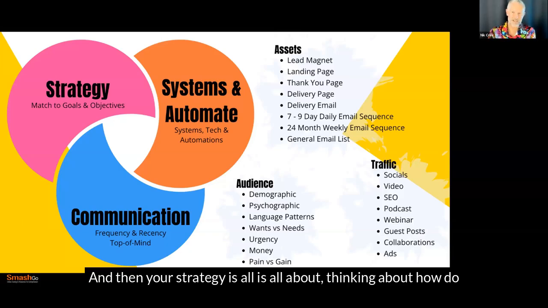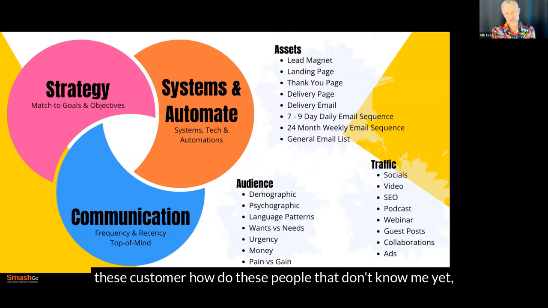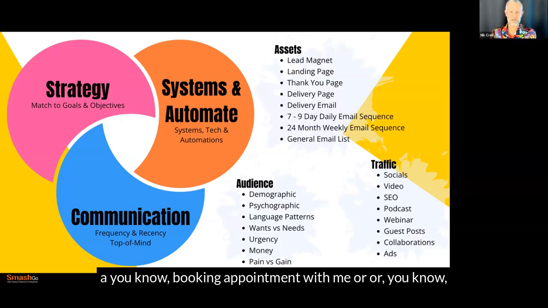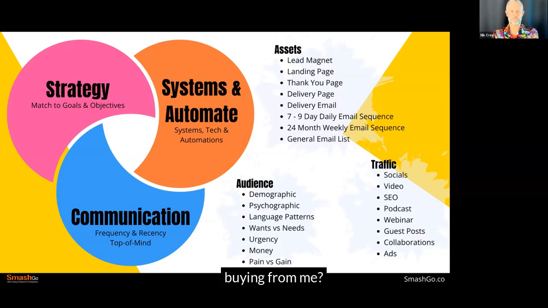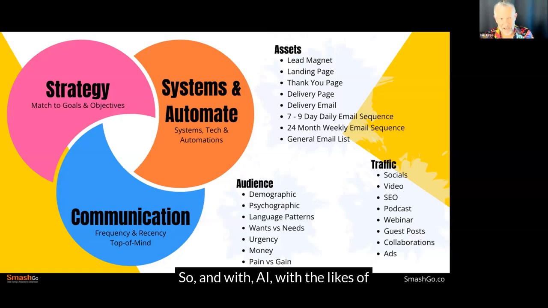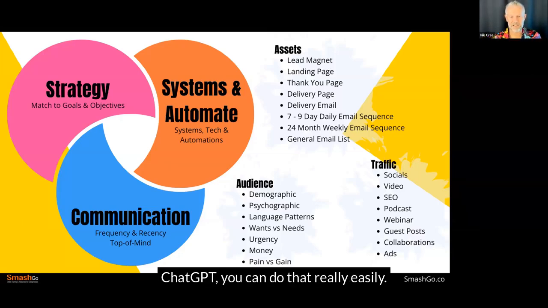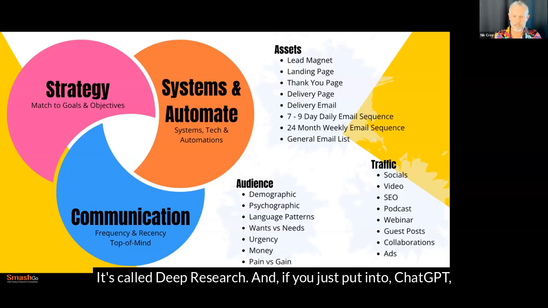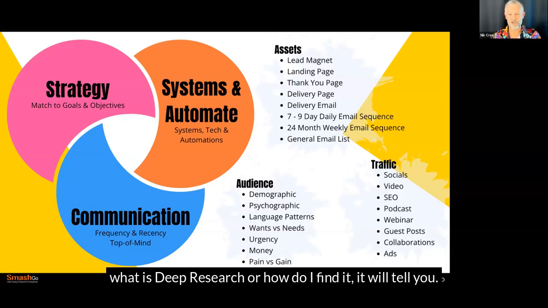And then your strategy is all about thinking about how these people that don't know me yet typically make decisions to get through to booking an appointment with me or buying from me. With AI, with the likes of ChatGPT, you can do that really easily. If you want a really easy way to do it, ChatGPT has got this really cool tool in it called Deep Research. If you just put into ChatGPT, "What is Deep Research or how do I find it?" it will tell you.